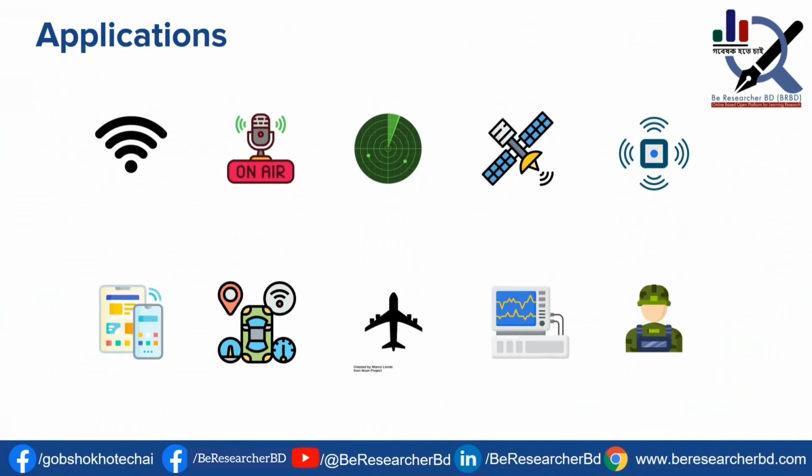Now let's move on to the applications of antenna technology. Antenna technology plays a crucial role in various applications across different industries. Its ability to transmit and receive electromagnetic waves efficiently enables a wide range of wireless communication, sensing, and tracking systems. Some of the key applications of antenna technology include wireless communication, broadcasting, radar systems, satellite communication, wireless sensor networks, mobile devices, RFID, aerospace and aviation, medical devices, and military and defense.